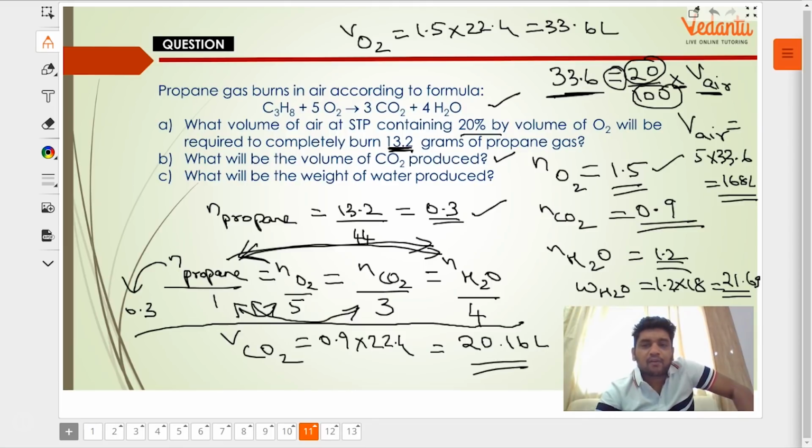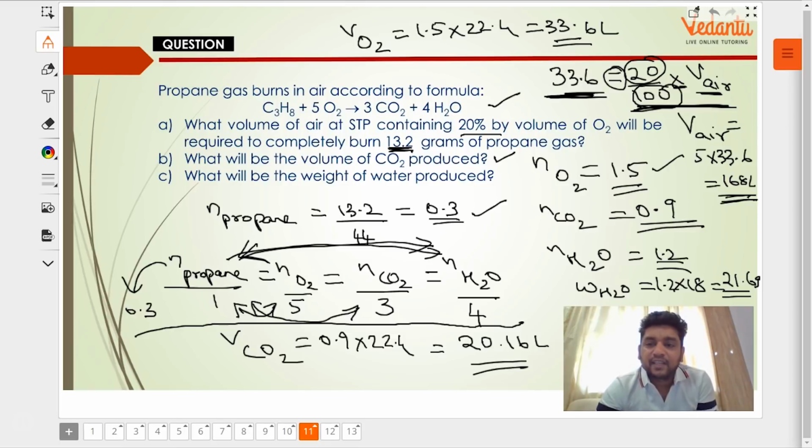Right? फिर ऑक्सीजन का volume निकाला, 33.6 liters है, but they said it is only 20%, right? So air में only 20% is oxygen. So 20% into volume of air should be equal to volume of oxygen. इससे volume of air आया 168 liters. Number of moles of CO2 we knew is 0.9. Volume पूछा हुआ था, तो volume of CO2 we said 0.9 into 22.4 at STP. तो यह आया 20.16 liters. और number of moles of water मालूम था 1.2 है, तो weight of water आया आपके पास 1.2 number of moles into molecular weight equal to 21.6 ग्राम.